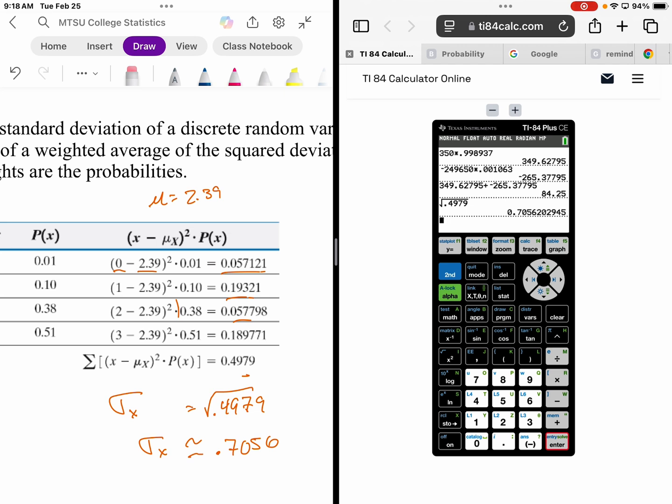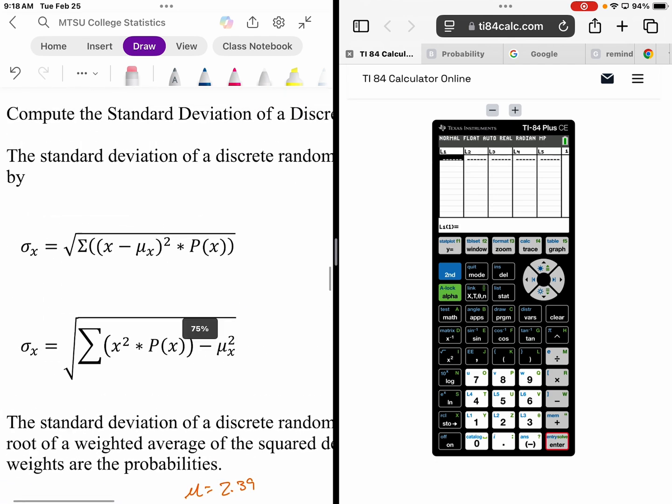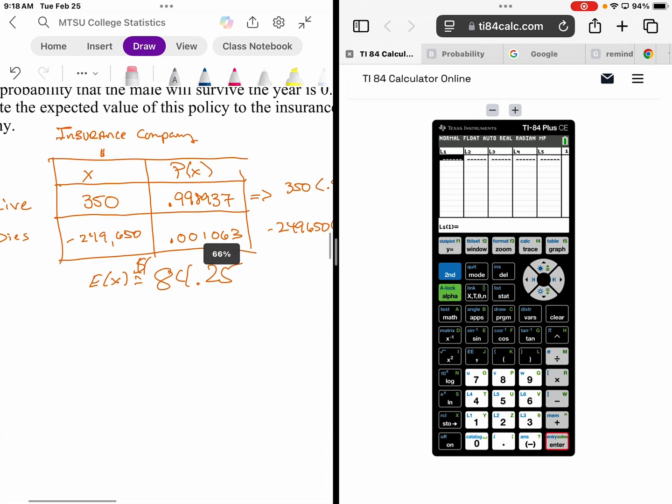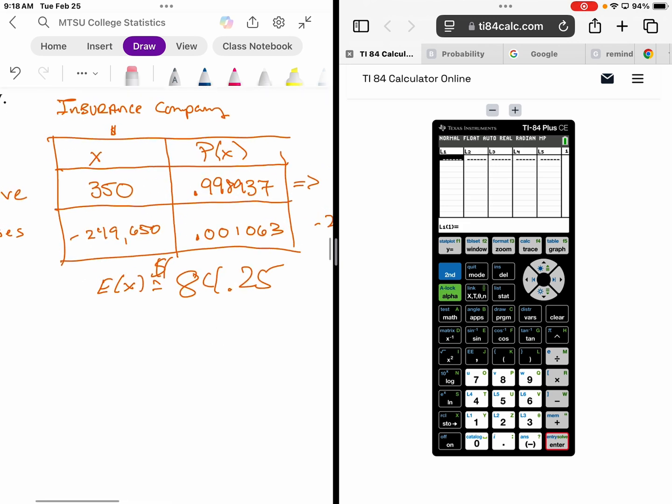So let's get a table. Go into your table settings. What we do when we're using the calculator to speed things up is L1 is going to be our first column, and then L2 is going to be the probabilities. So let's go ahead and put in 350. Oops, I forgot the 350. And yes, you got to put the negative in there. Negative 249,650.